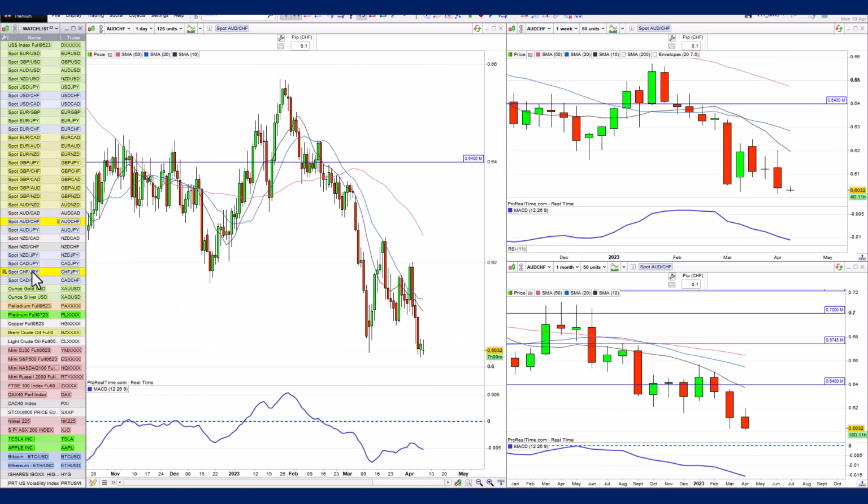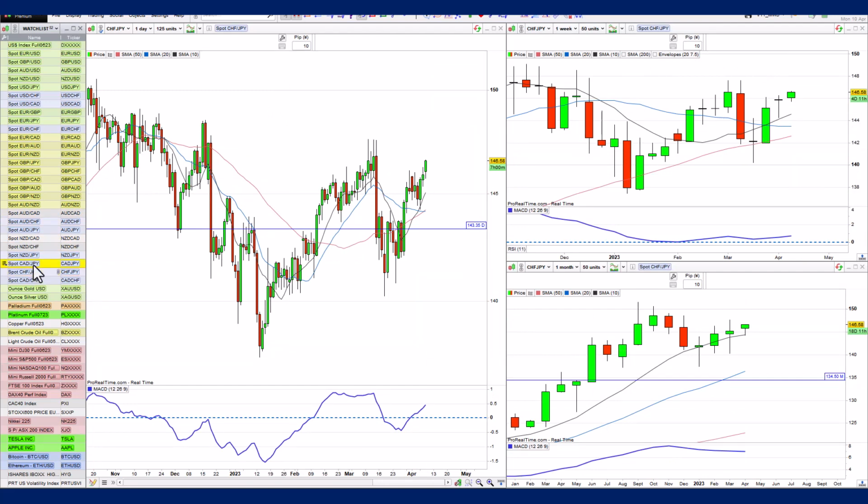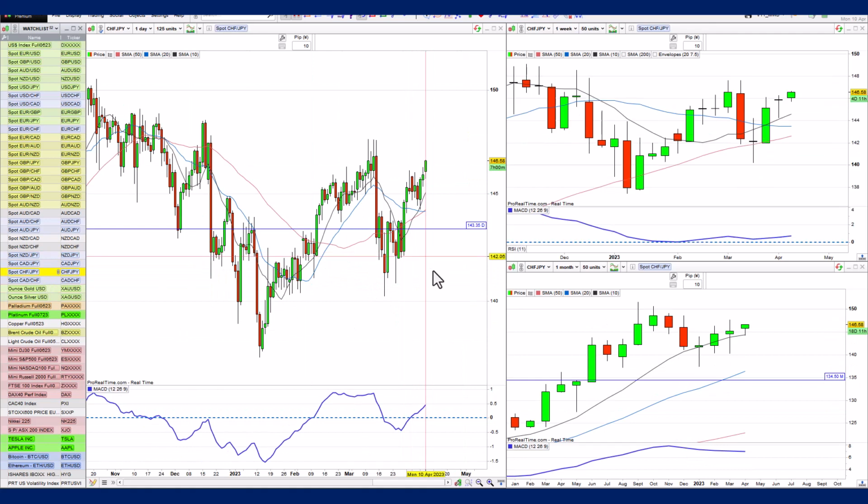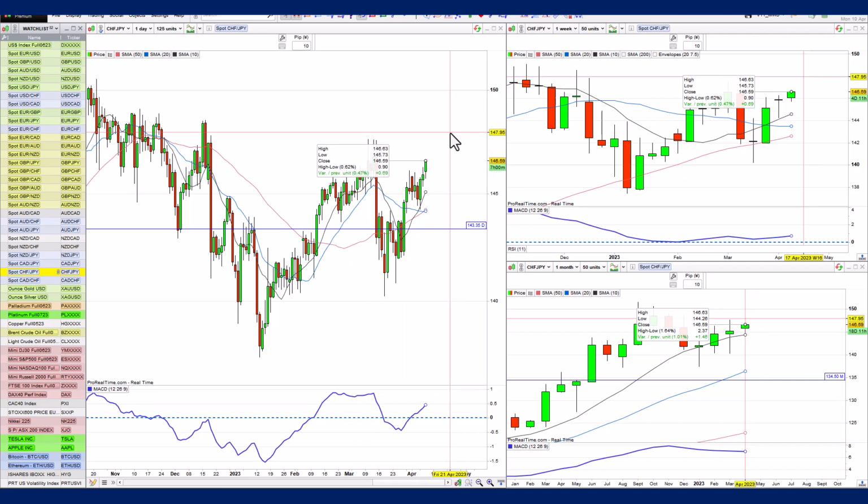And then other ones of interest, for example, would be these crosses here. So CAD yen, you can see how they're pushing a little bit higher here. All the yen pairs are pushing up a little bit, and Swissy yen for me is very attractive. So again, it's got a bit of resistance to encounter in this area, but there could be a really good continuation to the upside there. So I found that interesting.